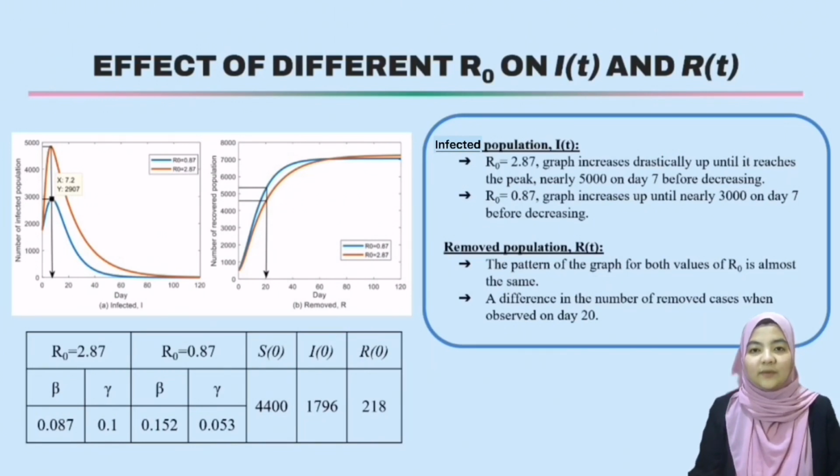When R-naught is greater than 1, it can be seen from figure A, the graph increases drastically up until it reaches the peak, nearly 5,000 on day 7 before decreasing, while when R-naught is less than 1, the graph increases up until nearly 10,000 on day 7 before decreasing. Figure B shows the effect of when R-naught is greater than 1 and less than 1 for the removed population. The pattern of the graph for both values is almost the same. However, we can see the difference in the number of removed cases when observed on day 20.